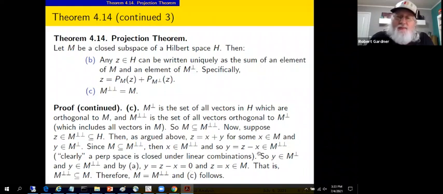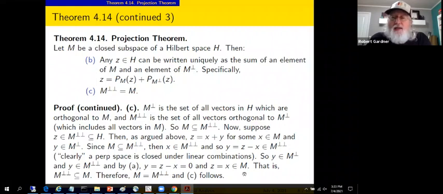That Y vector is Z minus X. So Z minus X must be the zero vector, or Z and X must be equal. And in M, let's see, X is in M. So there's that property. And so Z is in M as well. And we've shown M perp perp is a subset of M because we chose Z to be an arbitrary element of M perp perp and showed that Z is also in M.